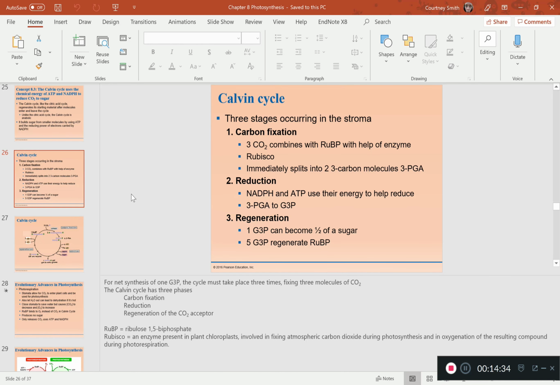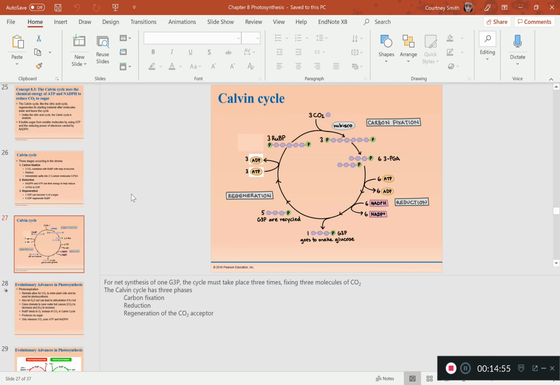So the Calvin cycle is in 3 steps. The first step of the Calvin cycle is carbon fixation, and then you have reduction, and then you have regeneration. So definitely I want you to be able to differentiate between those 3 steps, as well as what happens in each step. So with that, I'm going to go ahead and pull up the next slide and walk through this figure.